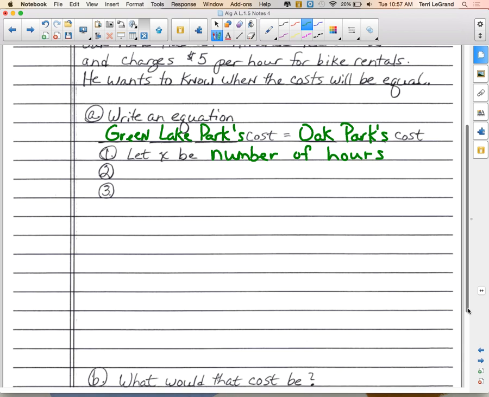So how could we represent Green Lake Park's cost in an algebraic expression? They charge $8 how many times? Once. Plus what else are you going to have to pay? $2 per hour. How could we represent that? 2H, well we picked X, so we'll use X, right? You can use H if you want, though. Change the X to H. Okay, is there anything else Green Lake Park is going to cost? $8 plus $2 every hour. Anything else? No? Okay. Equals Oak Park.